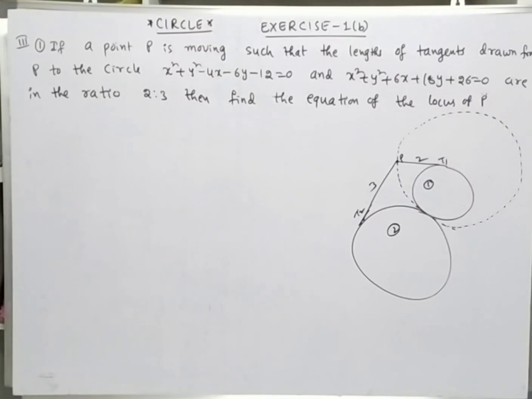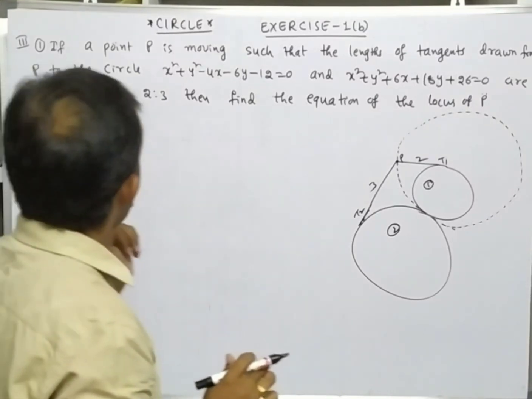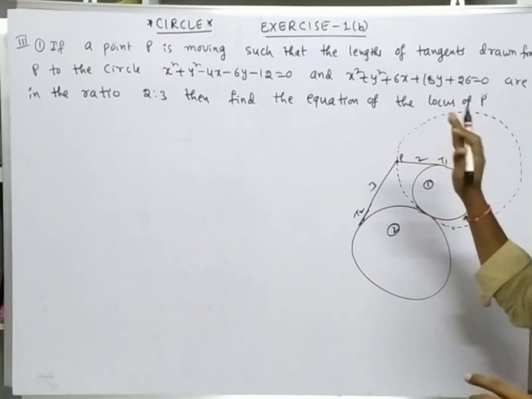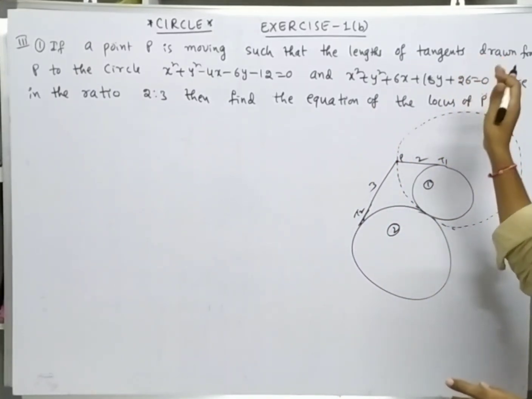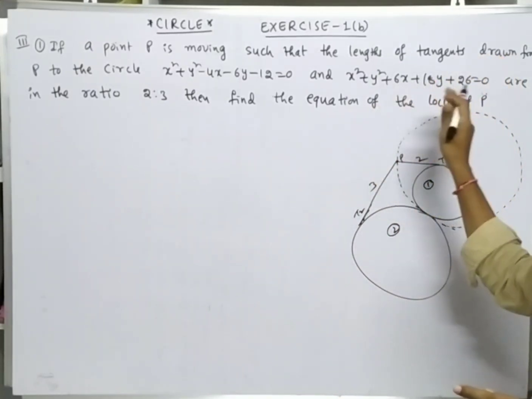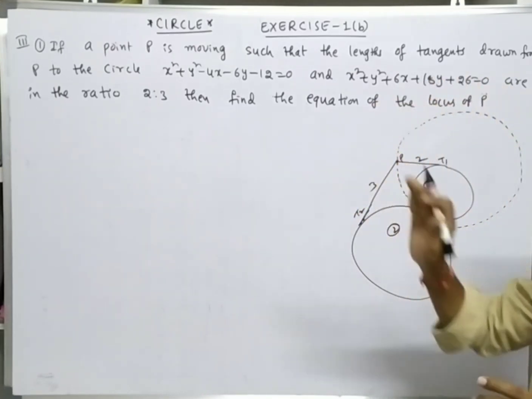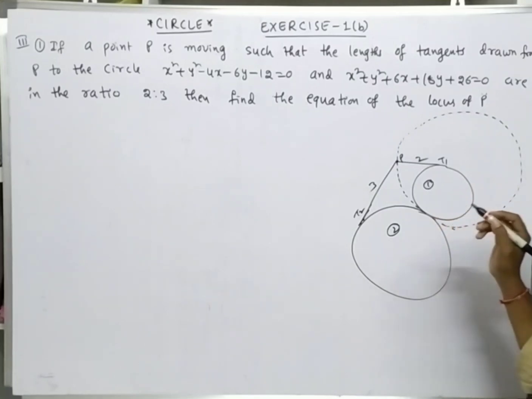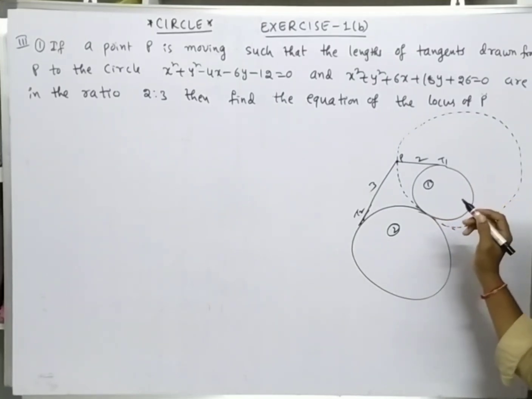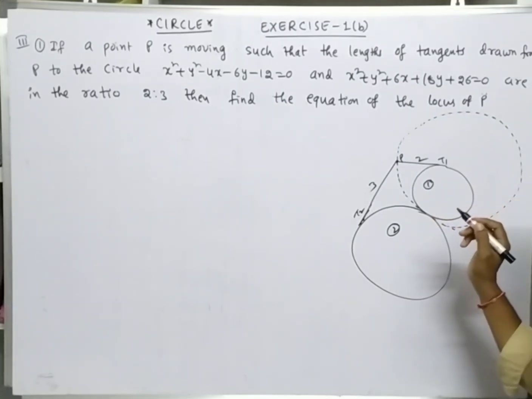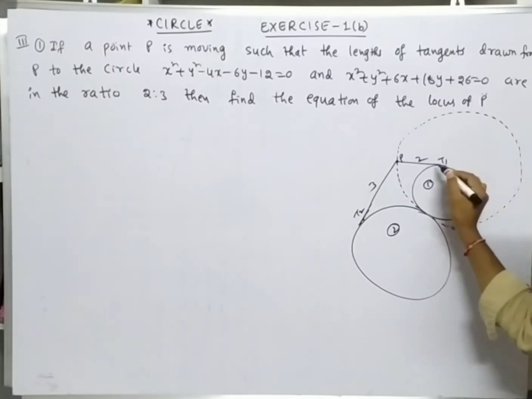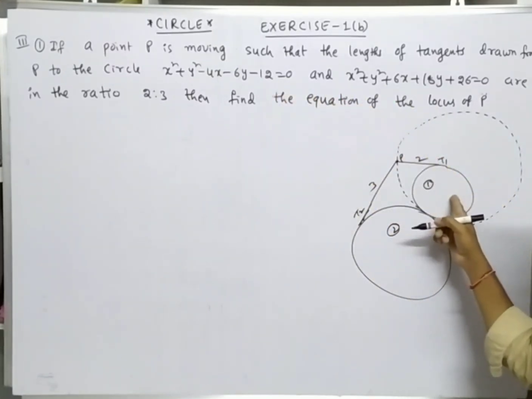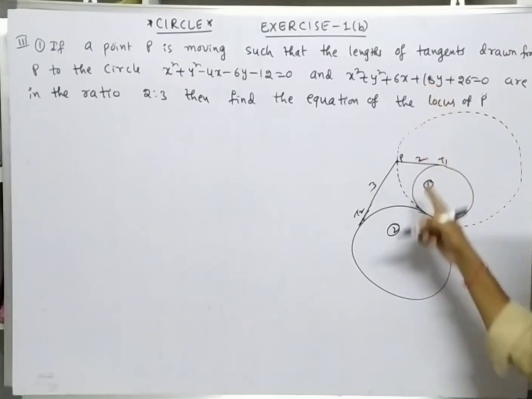Next, third bit, first problem, a beautiful problem. If a point P is moving such that the lengths of the tangents drawn from P to these two circles are in the ratio 2:3, then find the locus of P. Okay, here geometry is very important for easy understanding of this problem. So this is the circle 1, the first circle equation. Next, this is the second circle.